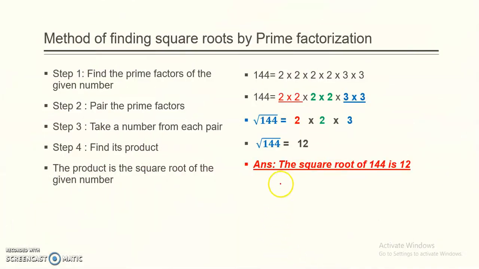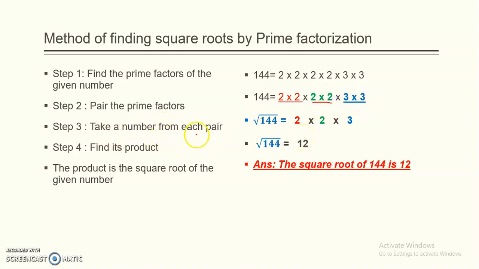Now with these tools, let us study the method of finding the square roots by prime factorization. Step 1. Find the prime factors of the given number. As we had discussed the tools, we will be splitting it into these factors. That is, 144 is 2 into 2 into 2 into 2 into 3 into 3. The step 2. Pair the prime factors. So these are arranged in ascending order. We pair each of these numbers. So 2 into 2 is one pair. The next is 2 into 2 is the second pair, and 3 into 3 is the third pair.